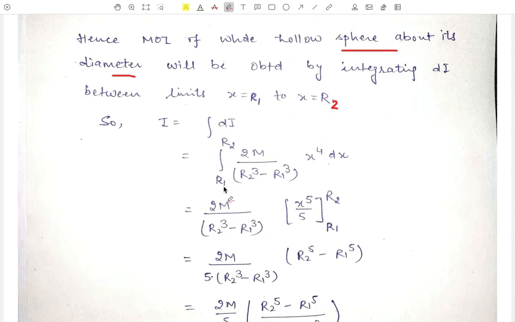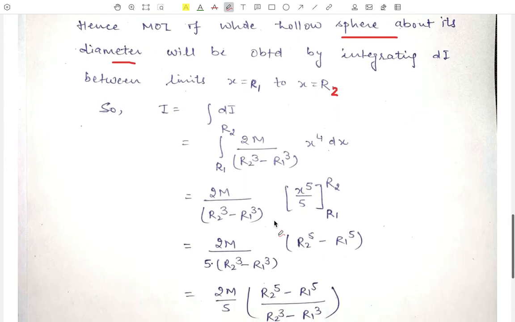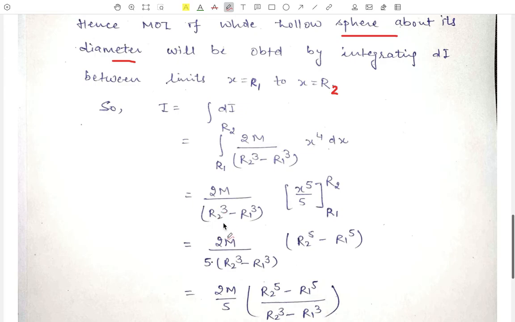Now, the moment of inertia of the whole hollow sphere about its diameter is given by the integration of dI from r1 to r2, that is 2m upon (r2³ − r1³) into x⁴ dx. This is a constant term, therefore it can be taken outside the integration, and we have 2m upon (r2³ − r1³) times the integral of x⁴ dx. This integration comes out to be x⁵ upon 5 with the limits r1 to r2.